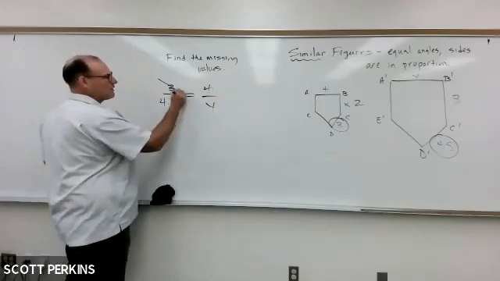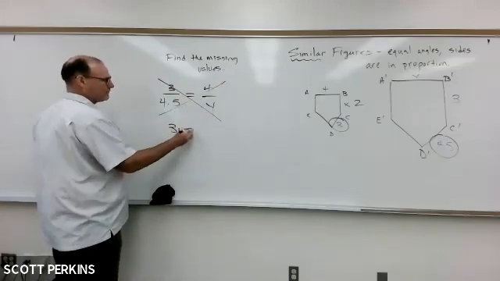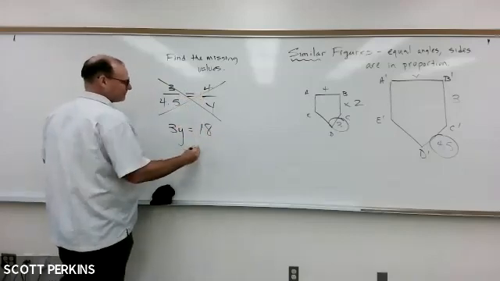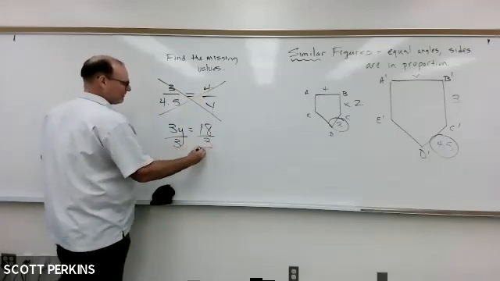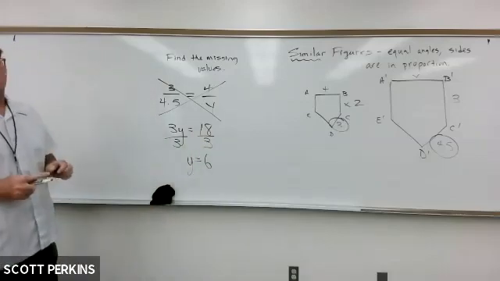So now I'll multiply along the diagonals. And so 3 times y is 3y. 4.5 times 4, is that 18? And when I divide both sides by 3, I get that the y value is 6. And so that is the other missing value.